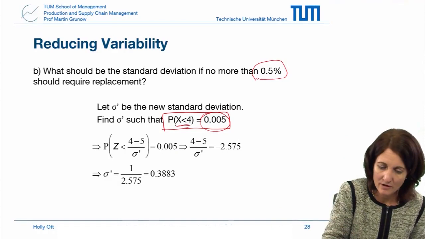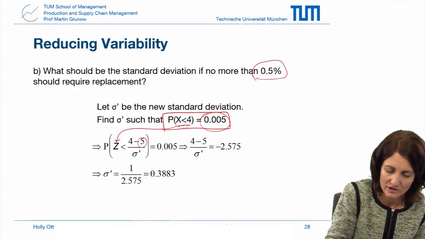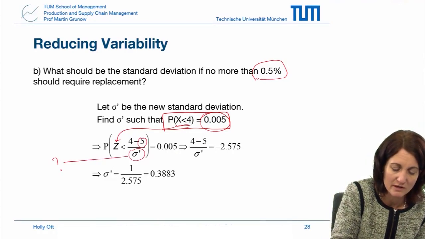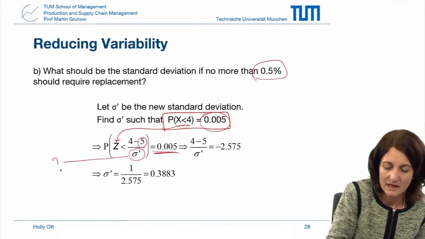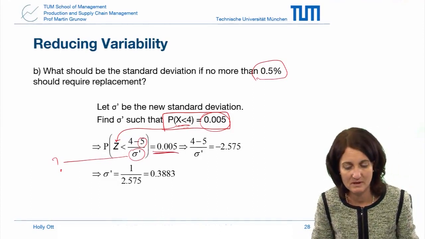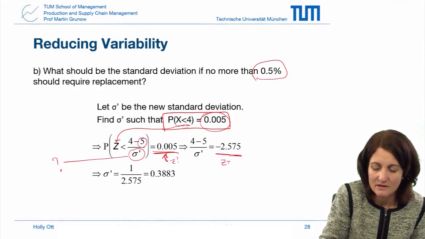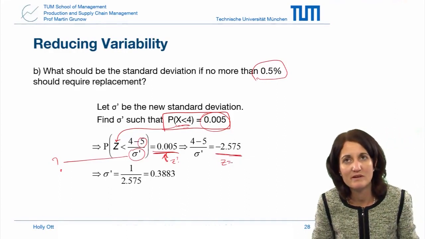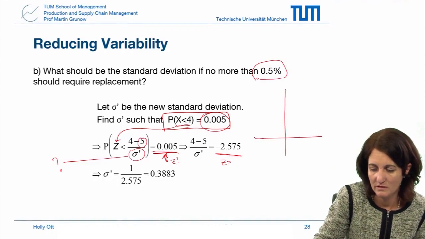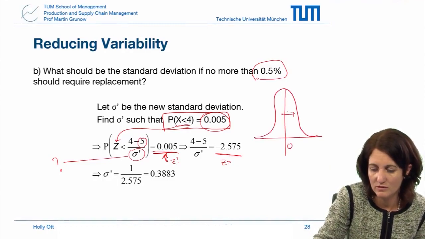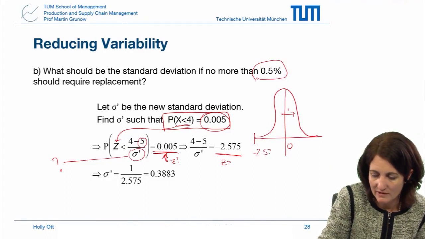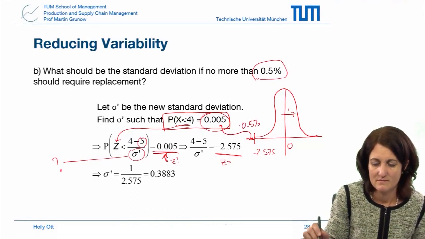So the same problem, X becomes Z. The 4 we transform, but here our new unknown is the standard deviation. We don't know this, but we now have defined what our proportion should be. So we look up what Z value is going to be at 0.005, and we find the Z for that value will be equal to minus 2.575. So we have our standard normal, and the values in this tiny area below minus 2.575 will be equal to 0.5%. That's what we've looked up.